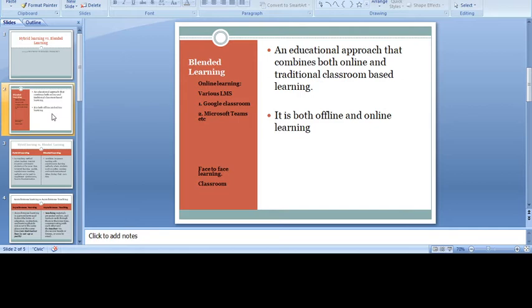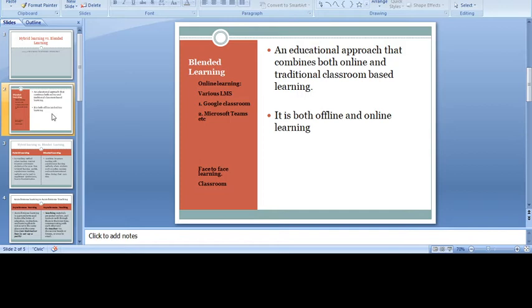So we cannot say that blended is a teaching strategy in which we use both strategies, offline and online, at the same time. No, at different times. We use many different platforms like Google Classroom, Microsoft Teams, etc., and Zoom as well. This is the one point which makes clear what blended learning is.